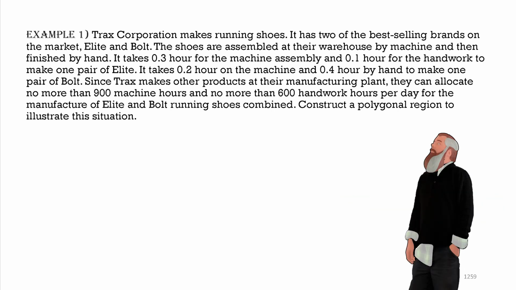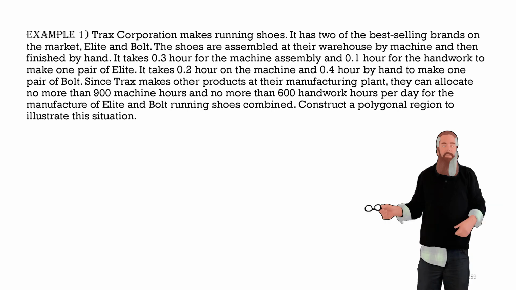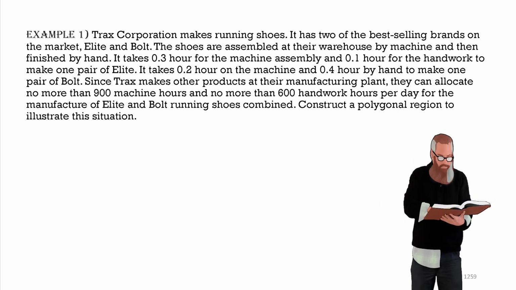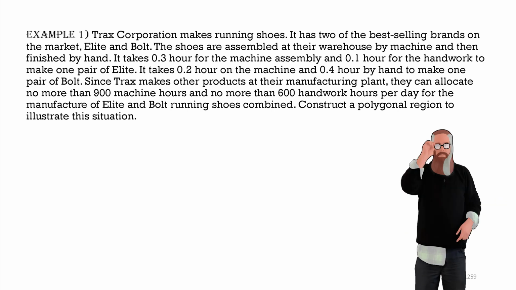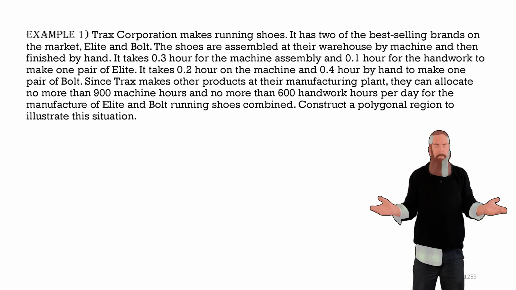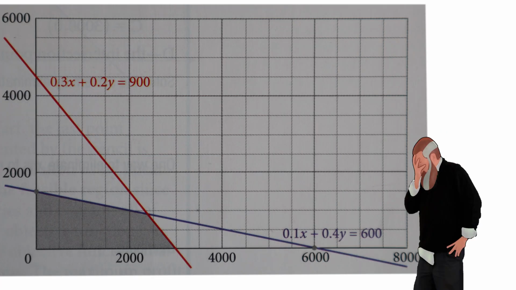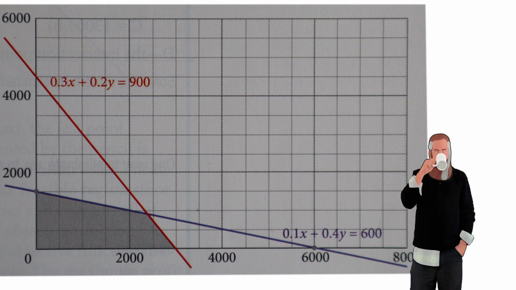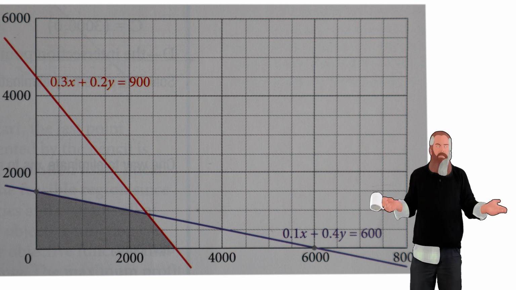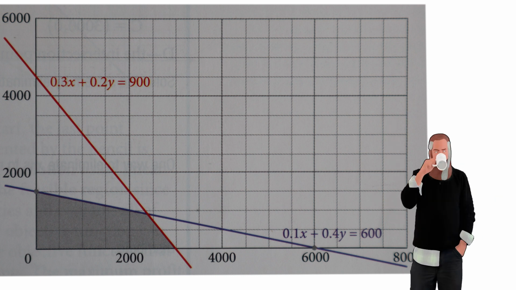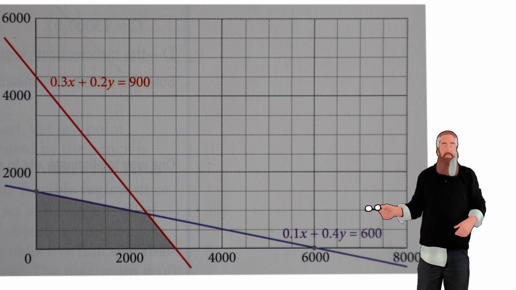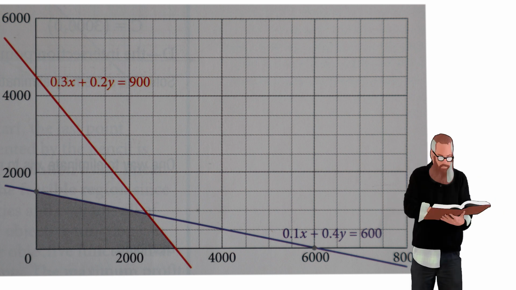There are four constraints that need to be modeled algebraically. Daily machine hours cannot exceed 900. Daily handwork cannot exceed 600. The Elite pairs cannot be negative, and the Bolt pairs cannot be negative. So the machine hours: 0.3x plus 0.2y is less than or equal to 900. The handwork hours: 0.1x plus 0.4y is less than or equal to 600. Elite pairs made: x is greater than or equal to 0, and Bolt pairs made: y is greater than or equal to 0.